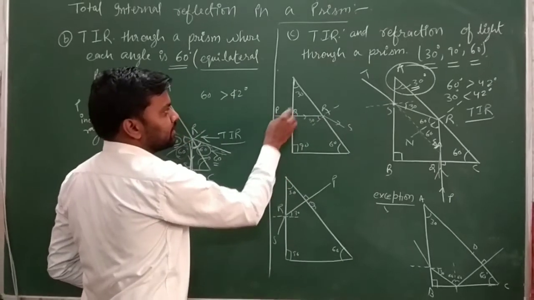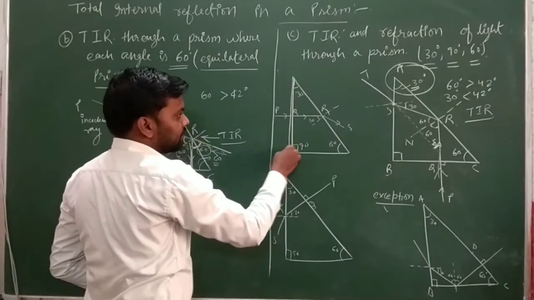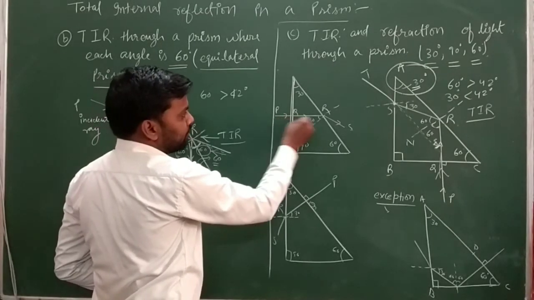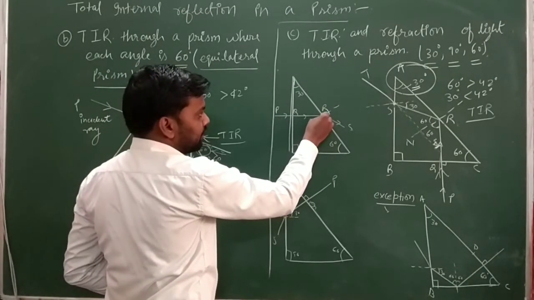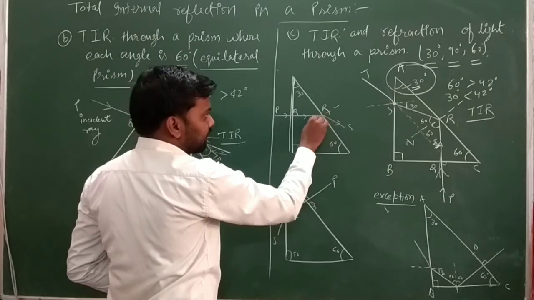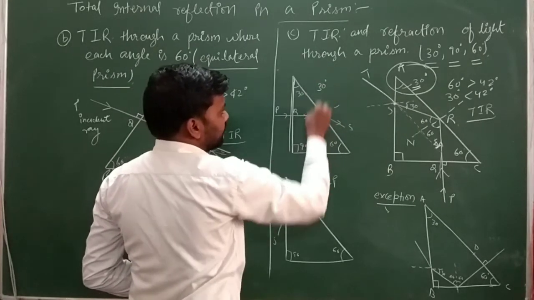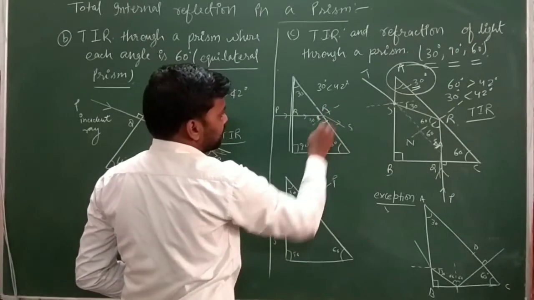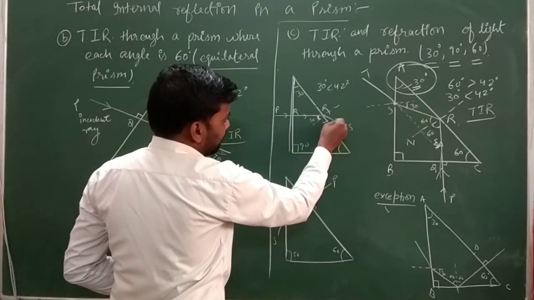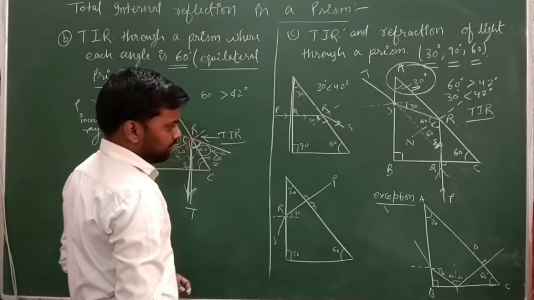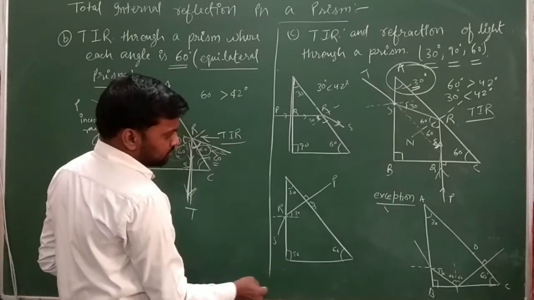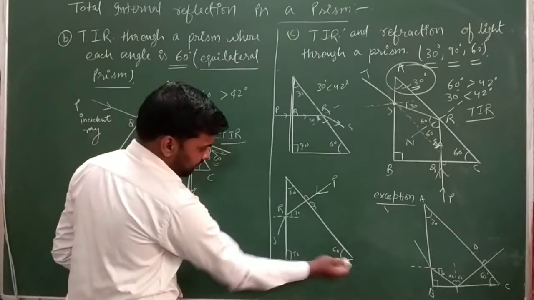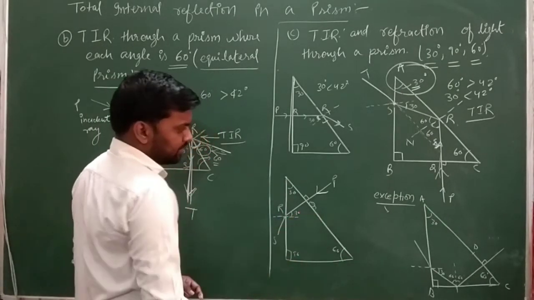So here we are taking this side, that is the side opposite to the 60 degree. The PQ light ray is coming, it will go undeviated, and after reaching this point, it is making the angle 30 degree, which is smaller than 42 degree. So it will show refraction, and the light ray will bend away from the normal. Okay, and in this case also we are throwing the light ray from this side, that is the side opposite to the 90 degree.